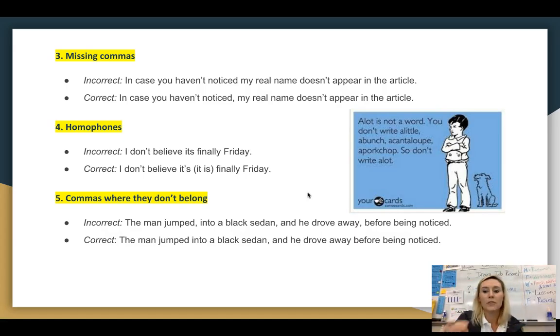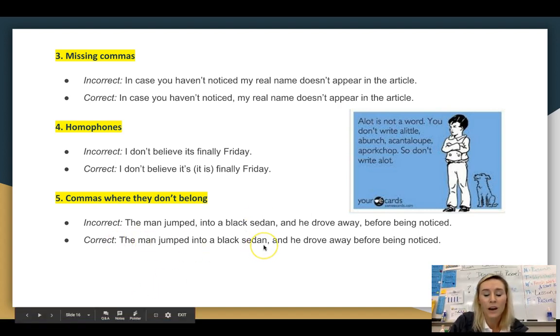All right. The other problem is sometimes people go comma crazy. They throw commas in everywhere. They're like, comma, comma, comma. But it sounds weird to pause that often too. The man jumped into a black sedan and he drove away before being noticed. Like, no, that's way choppy. The man jumped into a black sedan. That is one thought. And he drove away before being noticed. That's another. In this case, we've got our first sentence, our first complete thought, and then we have a comma and a conjunction, and then we have our second sentence, and that's what pulls the two halves together.